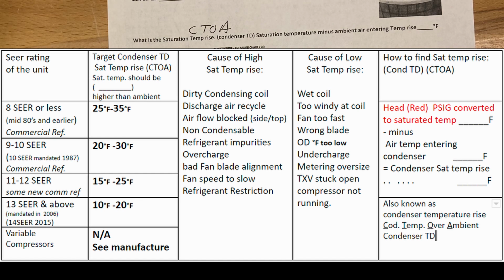Then, next we need to know the SEER. So here's 9 to 10 SEER. These were mandated in 1987. So if the unit's 1987 or newer, it's going to most likely be a 10 SEER. Well, here they started making systems more energy efficient.